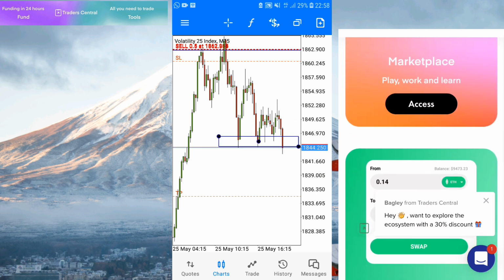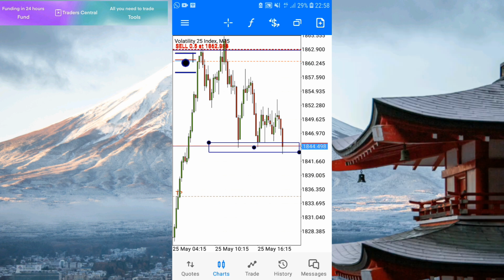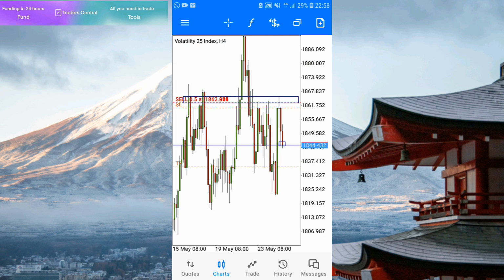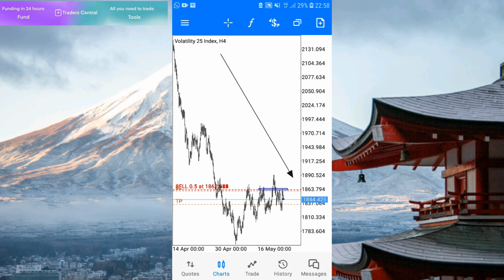So as usual, before deciding to take any trade in any pair, it is just a normal and a must-do thing to always know the current trend of the market. I tend to use the 4-hour time frame to do that. As you can observe on the 4-hour time frame, this arrow points to the downside direction, implying that the Volatility 25 index is on a downtrend.